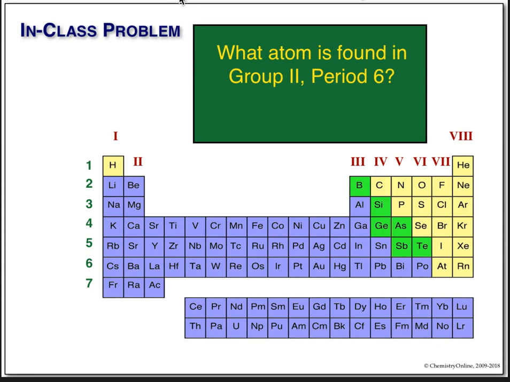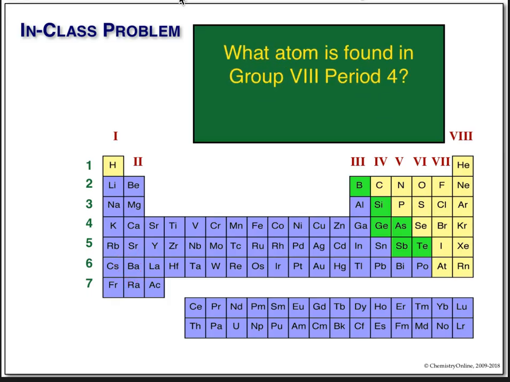How about group 2, period 6? Group 2, go down to number 6. We're at Ba. Take a guess what Ba might be. Barium, it is. Think barium enema. Group 8, period 4. We're all the way over here. 1, 2, 3, 4. Kr is what? Think Superman. Not kryptonite, it's krypton.